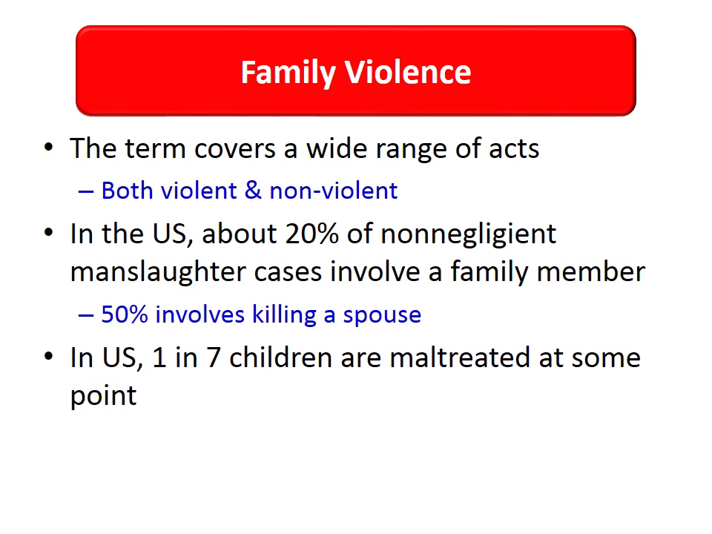In the US, about 20% of non-negligent manslaughter cases involve a family member, and of these cases, about 50% involves killing a spouse. We also know that the statistics for child abuse or child maltreatment is quite high, where about 1 in 7 children are maltreated at some point.